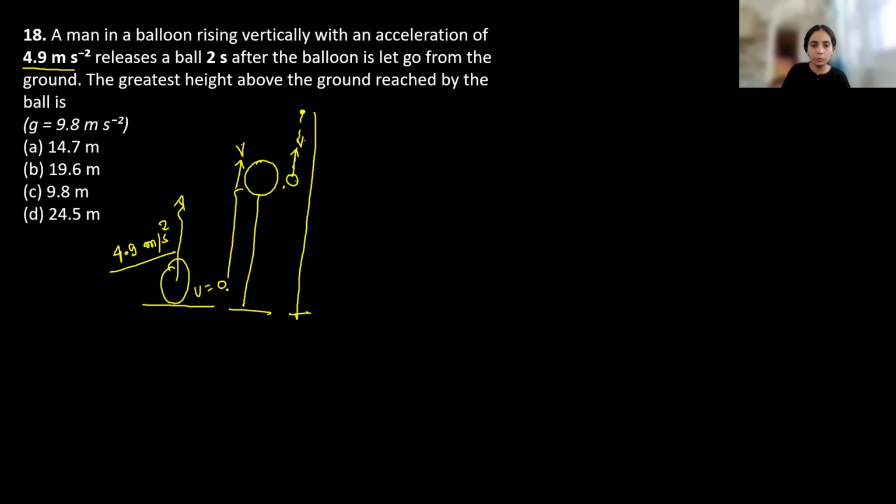So maximum height of this ball from the ground will be equal to how much? Whatever distance this balloon has covered in 2 seconds, plus whatever maximum height this ball will be reaching because of this velocity v. So we are interested in calculating several things. First 2 सेकंड में ये कितना distance cover किया है, चलो उसको निकाल लेते. So s is equal to, its initial velocity is 0, so half into g, that is 4.9 into 2 का square. So this will become 9.8 meter. So ये तुम्हारा कितना है? 9.8 meter. Sorted.